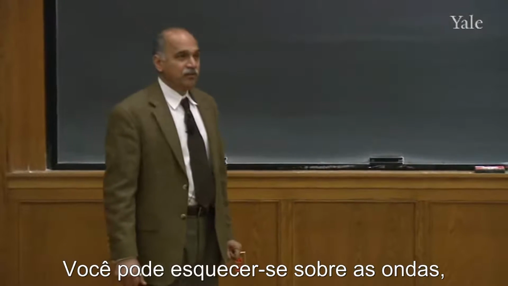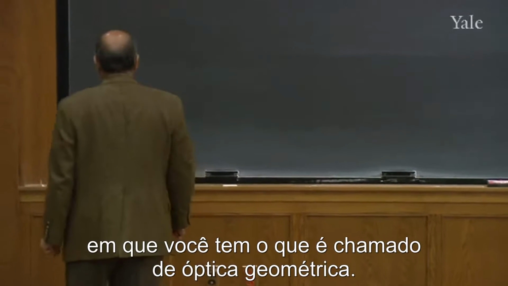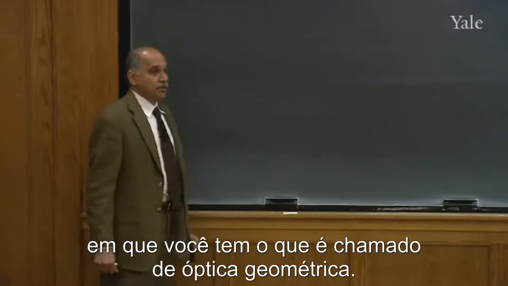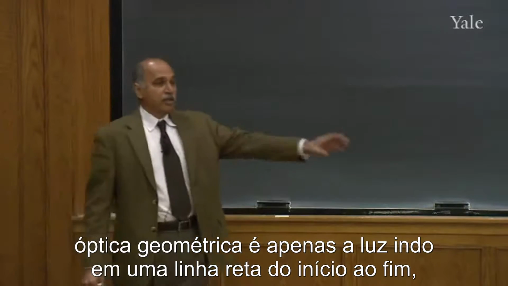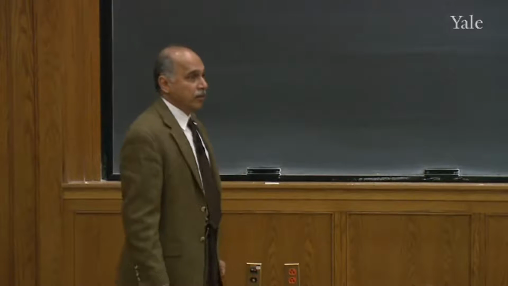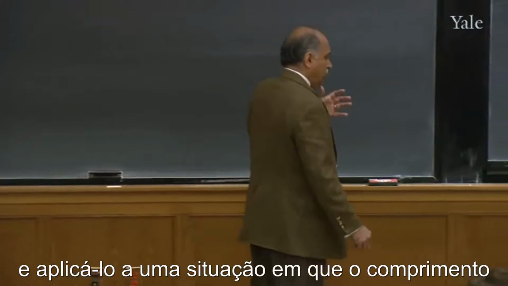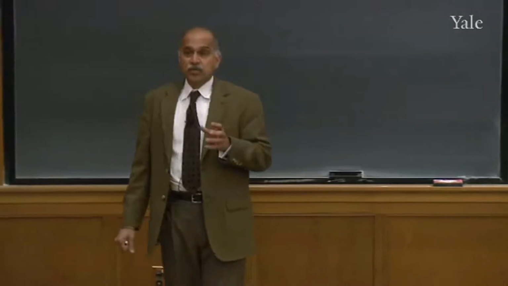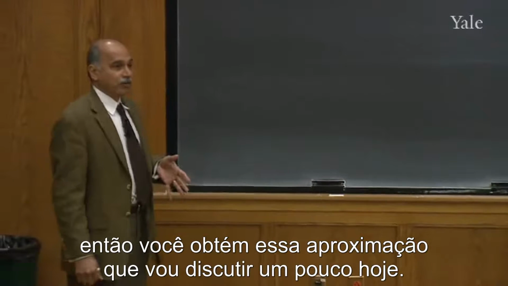You can forget about the waves. Then you get this theory of light in which you have what's called geometrical optics. Geometrical optics is just light going in a straight line from start to finish, from source to your eye. So if you take Maxwell theory and apply it to a situation where the wavelength is very small, then you get this approximation that I'm going to discuss for a while today.